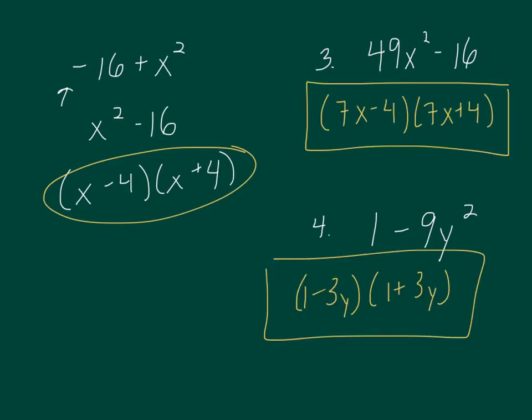So the square root of 49x squared is 7x, and the square root of 16 is 4, so it factors into 7x minus 4 times 7x plus 4. And for number 4, the square root of 1 is 1, the square root of 9y squared is 3y, so it factors into 1 minus 3y times 1 plus 3y. All of the problems in section B are examples like this.